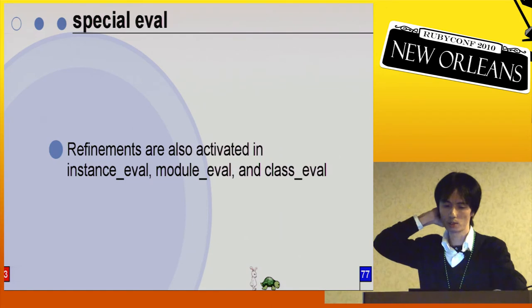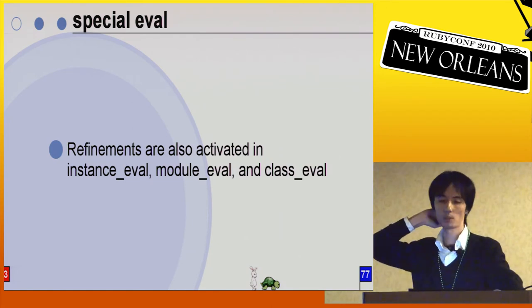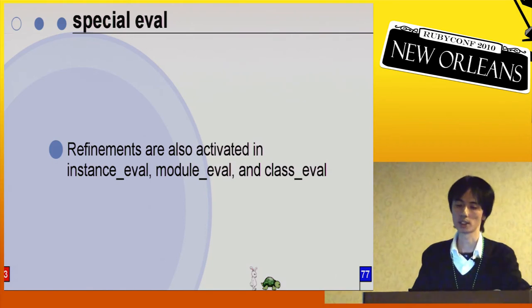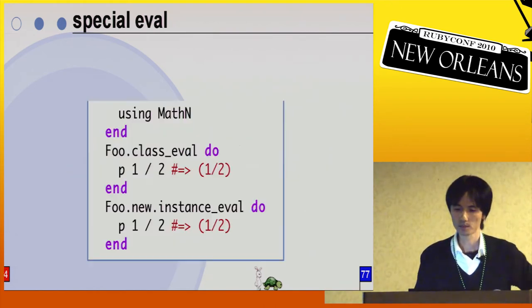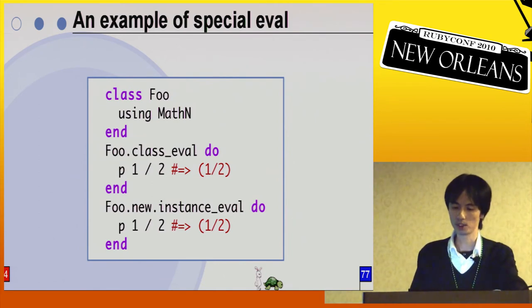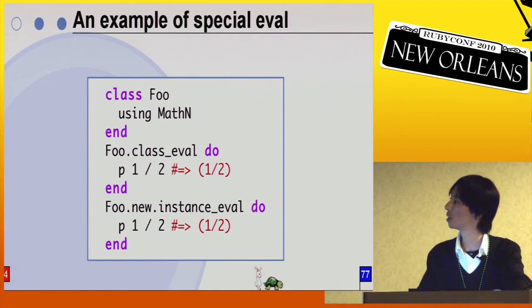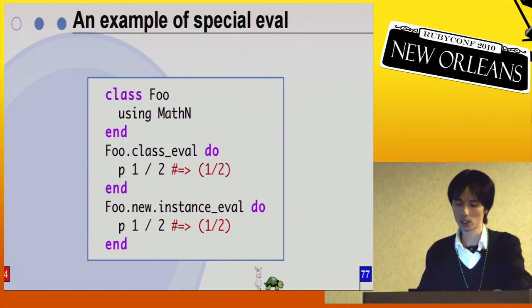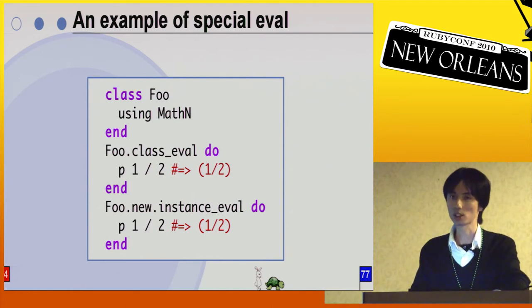And refinements are supported in special eval. Refinements are also activated in instance_eval, module_eval, and class_eval. This is an example. If you are using MathN in the class Foo, MathN is activated in class_eval and instance_eval.